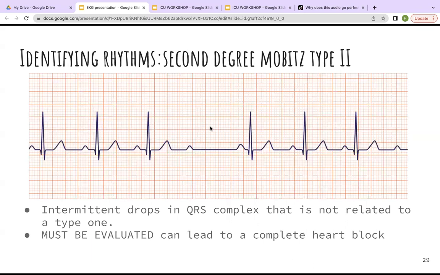Second degree type 2. It's intermittent drops in QRS that's not related to a type 1. So here, even if you're measuring your PR intervals, there's no elongation that's leading to the drop. It is just happening spontaneously, so here we can see for every 1, 2, 3 complex, on the fourth one, we are dropping that QRS, and it's not related to the lengthening of the PR interval. You need to evaluate this one. It's more serious than the type 1 because it could lead to a complete third degree heart block.